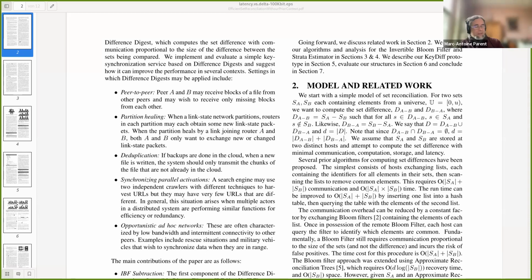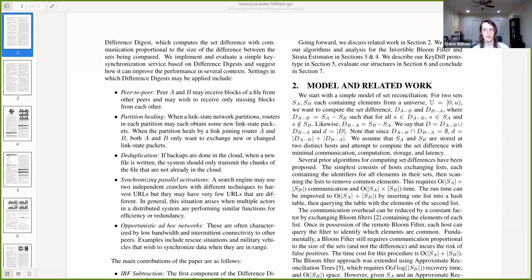I even thought for a second, let's just push the IBF on IPFS, but I realized the IBF will change fairly often, actually. So you don't want to clog a distributed system with that.